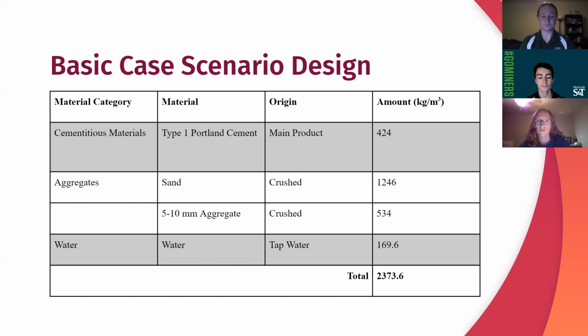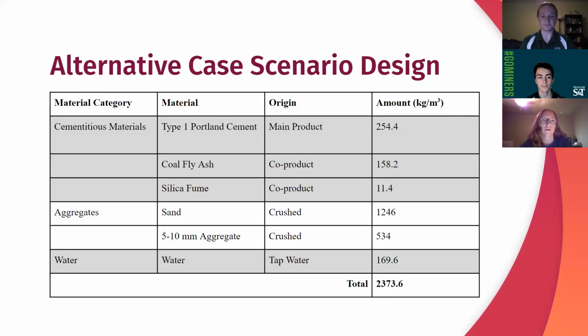So the alternative case design also had the same material categories: cementitious materials, aggregate, and water. However, the cementitious materials contained not only cement, but fly ash and silica fume as well. 40% of the cement was replaced, with about 37% of the cement being replaced by fly ash and around 3% being replaced by silica fume. The total amount of material remained the same, though, between both cases per the design requirements that were needed for the 2 mixes.